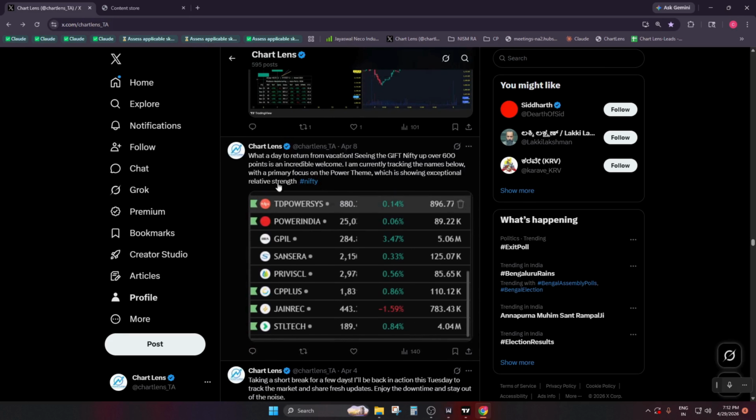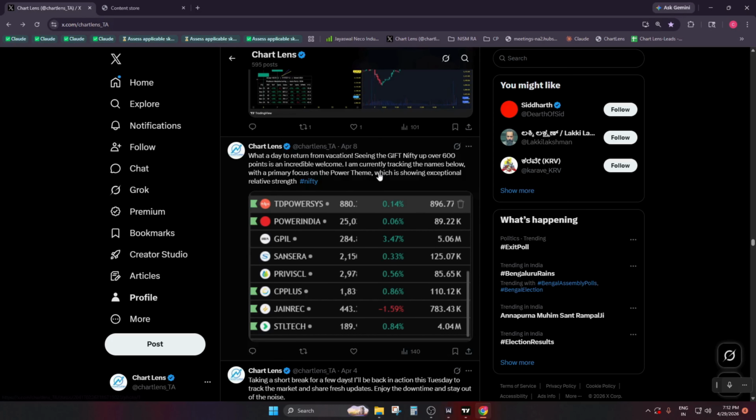And there I clearly said that we are seeing Gift Nifty up over 600 points, and that I am tracking the power theme, because from March end itself the power theme was very strong. It was clearly seen in the technical charts as well that something is happening in the power theme, and a lot of stocks were coming from the power theme itself. That's the reason I was tracking the power theme from March end itself, and then I started to take positions from April 9th.